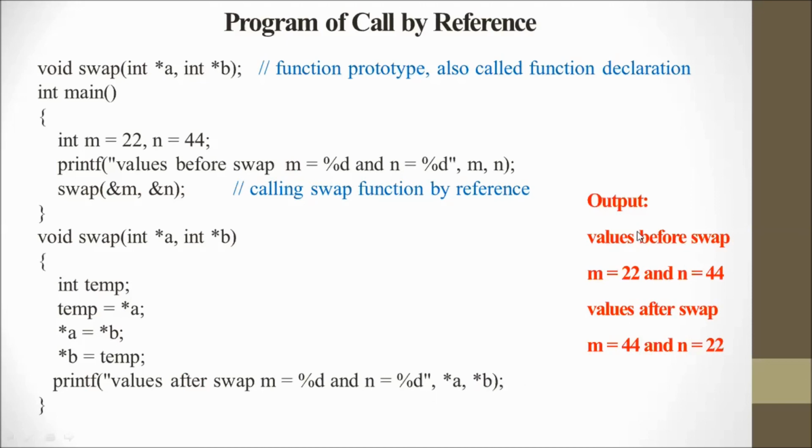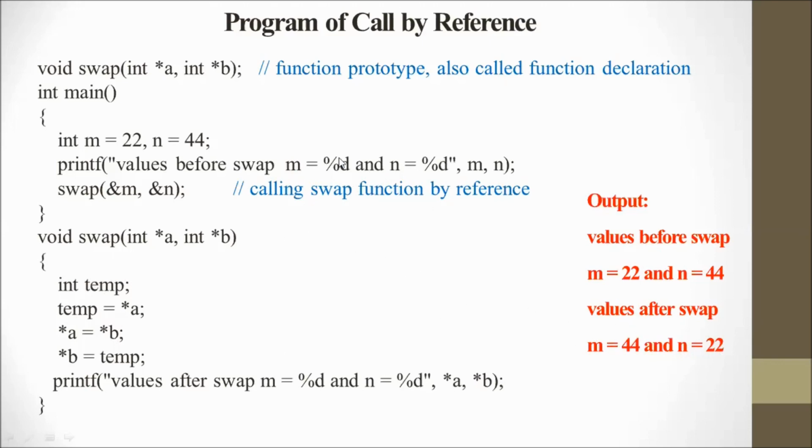So here, first of all, we run the program. In the main function, first this statement will execute: value before swap m equal to 22 and n equal to 44. Okay, and after the swap function executes, the value after swap is m equal to 44 and n equal to 22. This is possible via the swap function, because we exchange the values in the swap function. Okay, so this is the second output of the program.